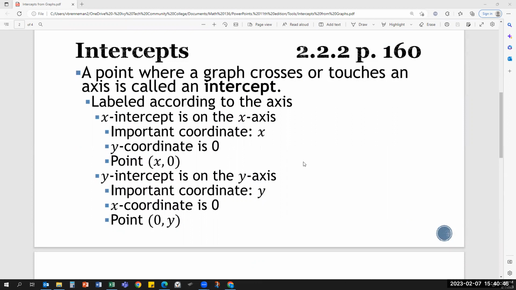An x-intercept is on the x-axis. It has a y-coordinate of 0, and an x-coordinate that tells where on the x-axis it falls. A y-intercept is on the y-axis, so we have a y value that tells where on the y-axis it is, but the x-coordinate is 0.